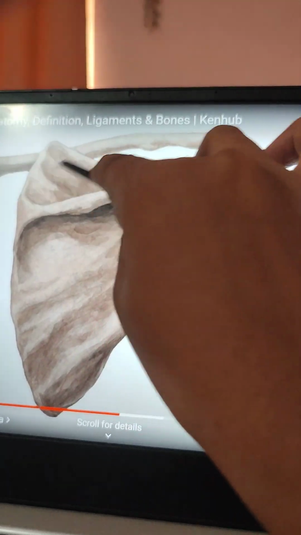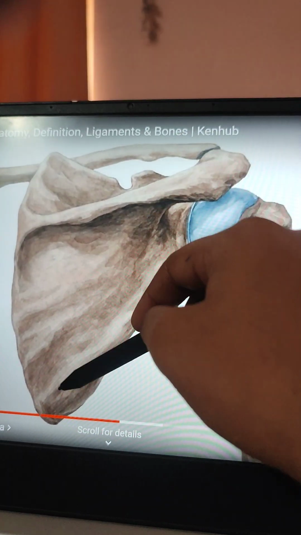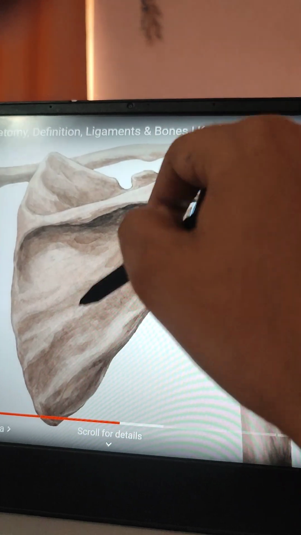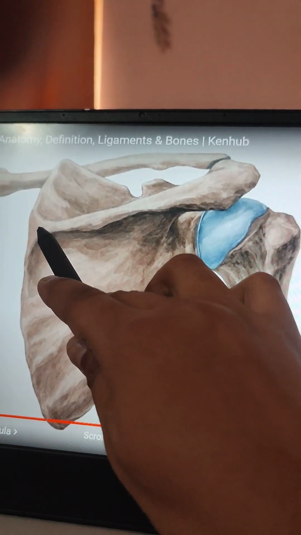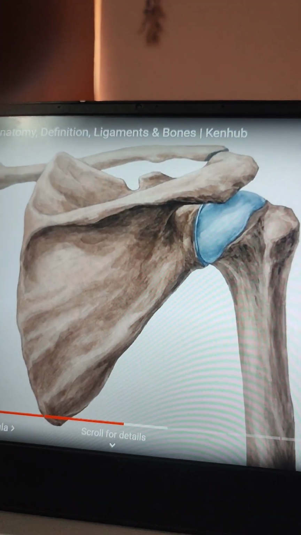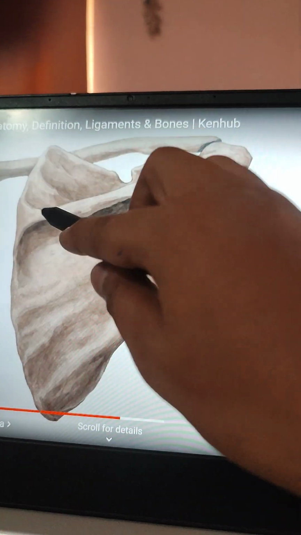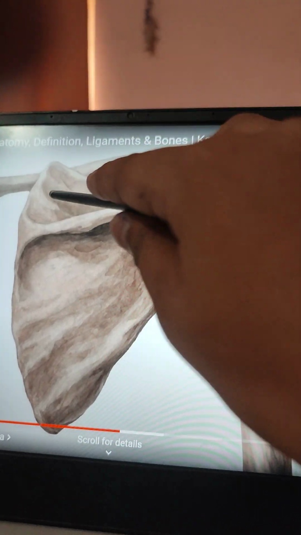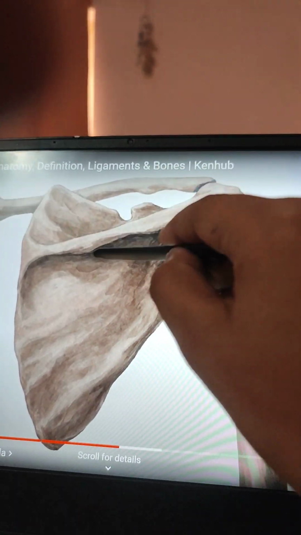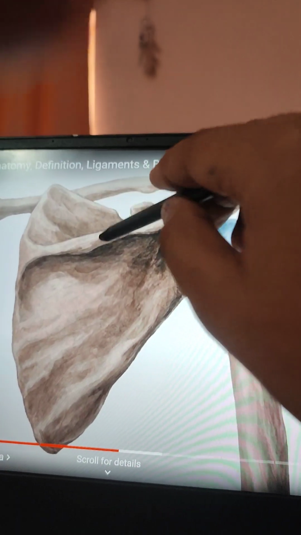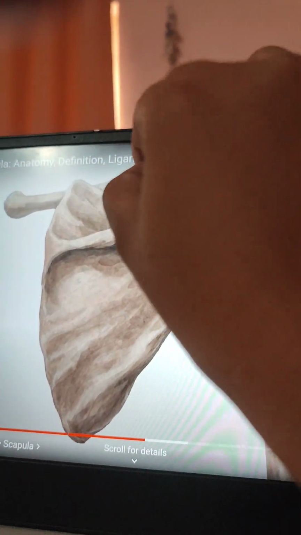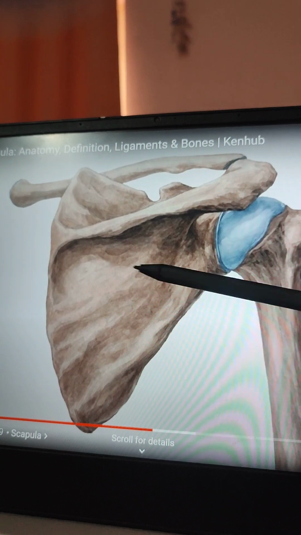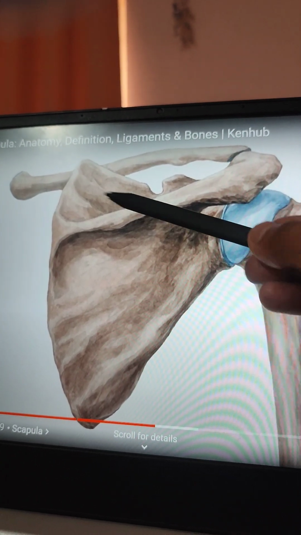Parts: supraspinous part, infraspinous part. Supraspinatus fossa, infraspinatus fossa. Due to this spine, it is called the spine of scapula or spinous process of scapula. You can see here the supraspinatus fossa and infraspinatus fossa. As the names suggest, the attachments are the supraspinatus muscle and infraspinatus muscle.